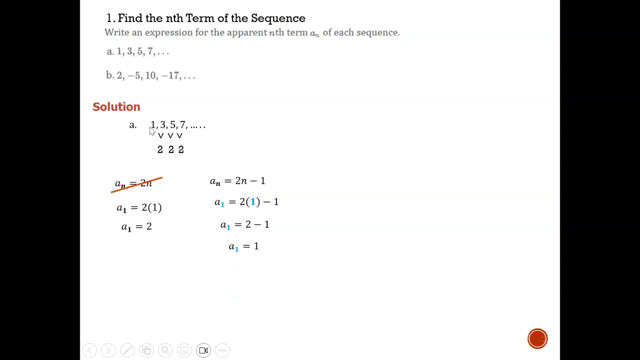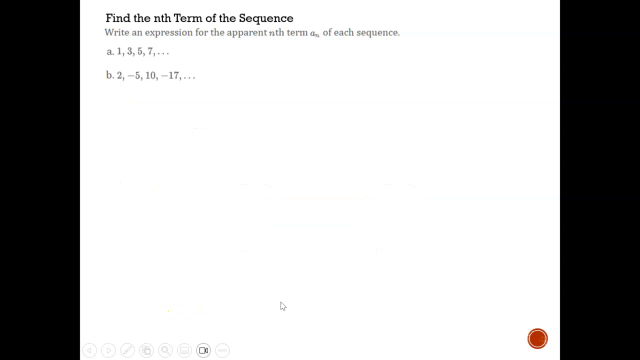So that one works. But let's try it for the fourth term, to see if it's true. The fourth term will be 2 times 4 minus 1, which is 8 minus 1, which gives us 7. Since these two are true, that means this is my nth term formula that we're looking for. So that's my answer. Now let's try B.